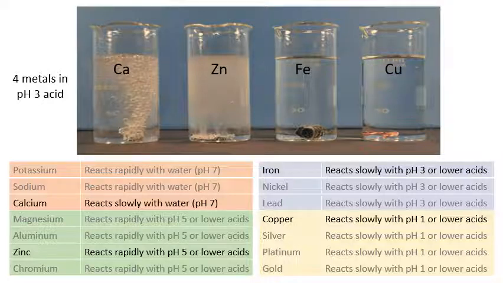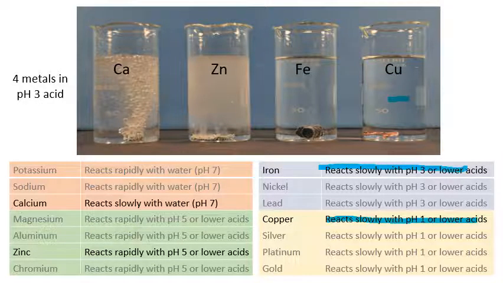And you can see the copper, really nothing's happening, right? Because copper will only react if the pH is 1 or lower, and 3 isn't lower than 1, so it doesn't react. Meanwhile, the iron is very slowly reacting because this is a pH of 3, and iron will react with something with a pH of 3.